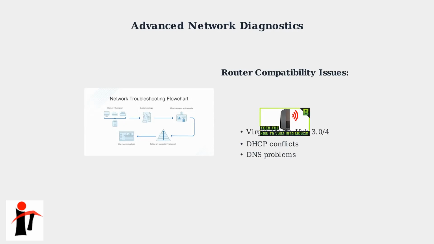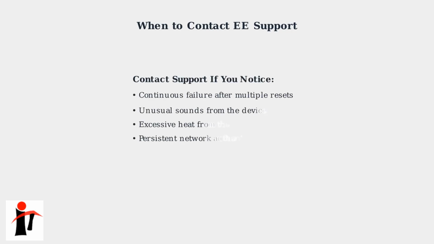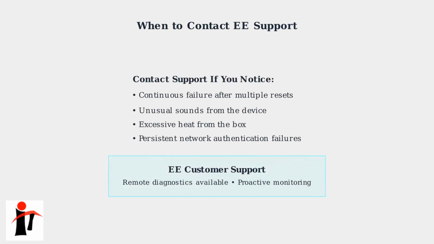For advanced troubleshooting, check your network configuration. Some routers, particularly Virgin Media Hub 3.0 and Hub 4 models, can have compatibility issues with EE-TV boxes due to DHCP conflicts. Try switching between Wi-Fi and Ethernet connections to isolate network issues. Also check the EE service status in your area, as regional outages can cause authentication failures that appear as boot loops. If these troubleshooting steps fail, it's time to contact EE customer support.